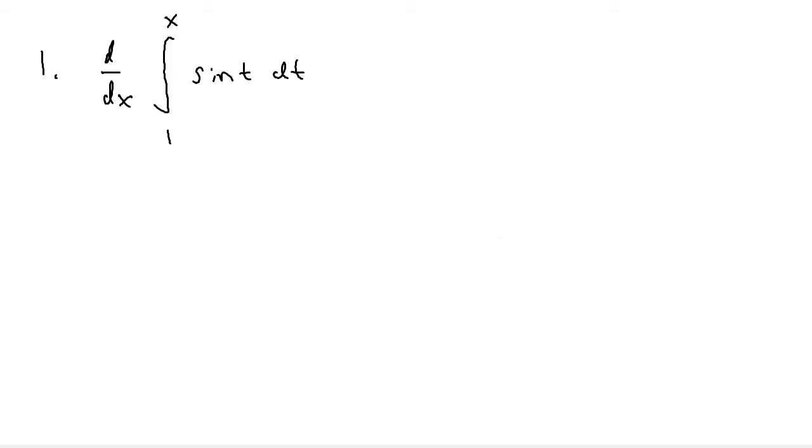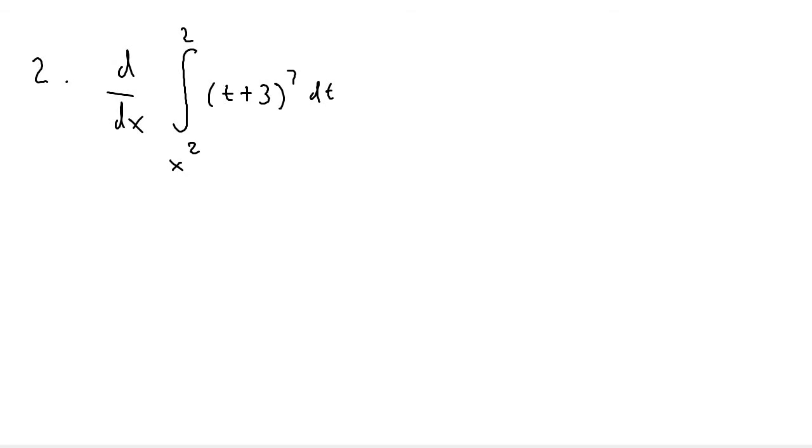So looking at number 1, if we were to take the derivative of the integral from 1 to x of sine of t dt, all we have to do is put the x in for t in the function, and multiply by u prime. So if u is x, then the answer would be sine of x times the derivative of x, which is just 1. So our answer will just be sine of x.